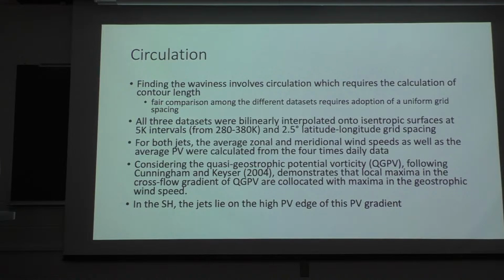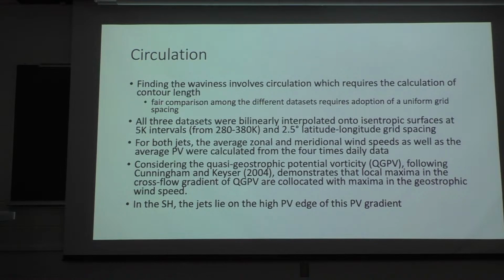Next, we need to find the waviness, which involves circulation, which requires contour length. And a fair comparison among the different data sets requires an adoption of a uniform grid spacing. So all three data sets were bilinearly interpolated onto isentropic surfaces at 5 K intervals and 2.5 degree latitude-longitude grid spacing. For both jets, the average zonal and meridional wind speeds, as well as the average PV, were calculated from the 4 times daily data.